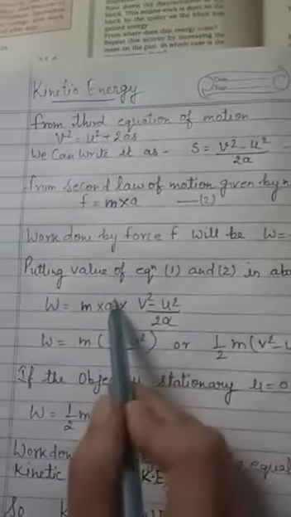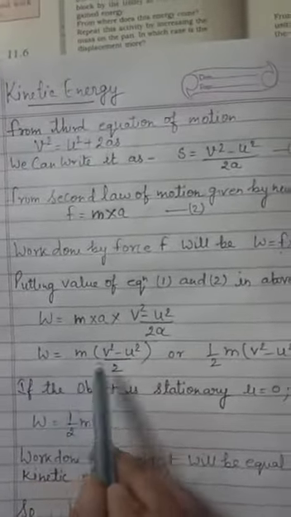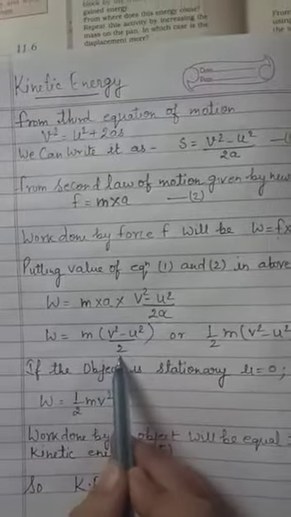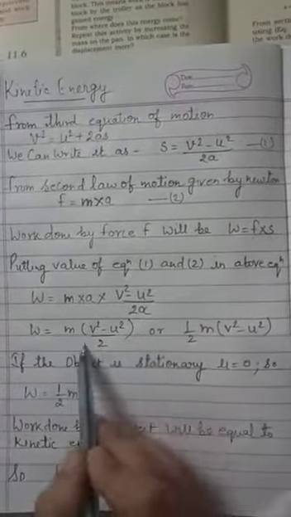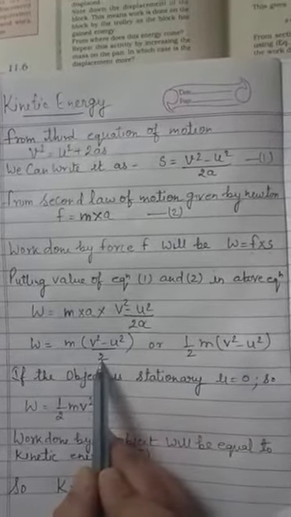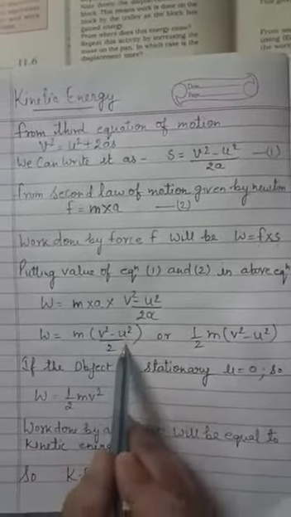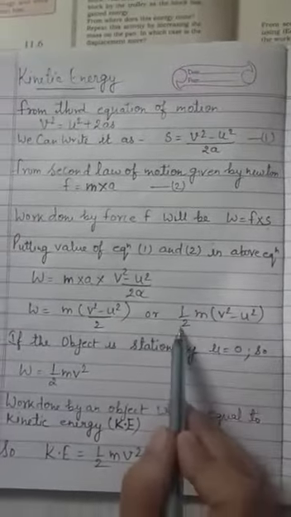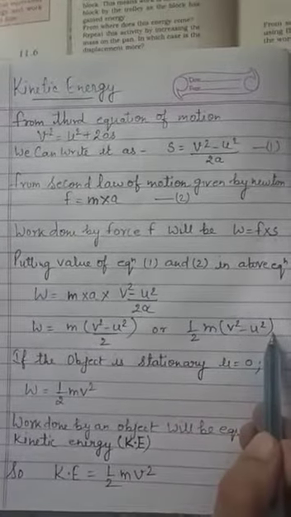See, a will cancel here. So we are going to get W is equal to m into v square minus u square upon 2, because a has cancelled. We can write this term as half m into v square minus u square. Instead of writing 2 here, we have written 2 at this place. So we can write this equation in this way also. So finally we have written it like half m into v square minus u square.